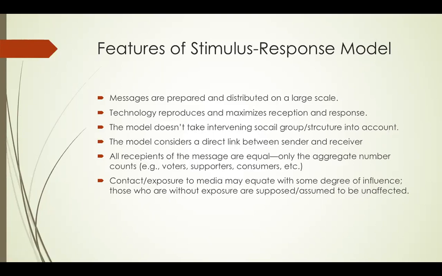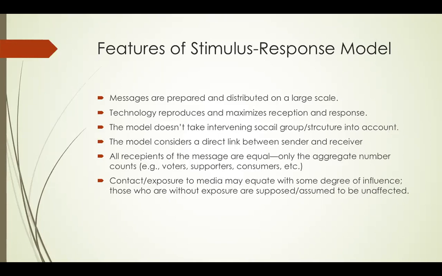Okay. Next is the model considers a direct link between sender and receiver. All of the features that you are studying here are in a way a criticism as well of the stimulus response model. The model says there is a sender who is sending the message and the message is directly getting to the receiver. There isn't a message in between. However, in most cases this is not the case.